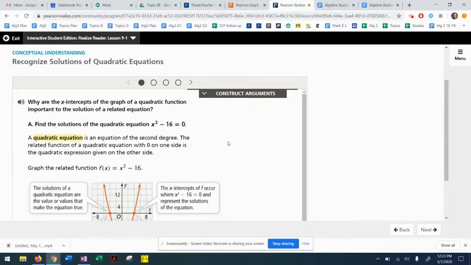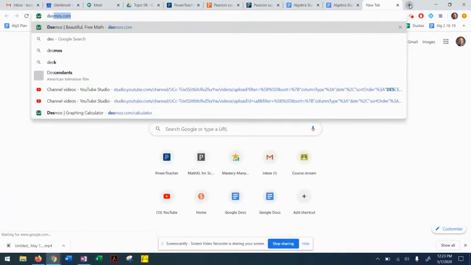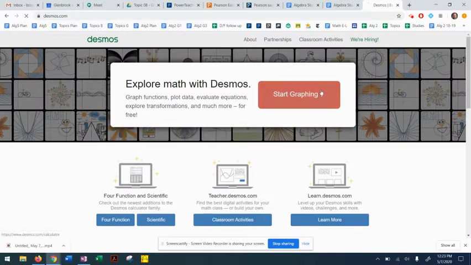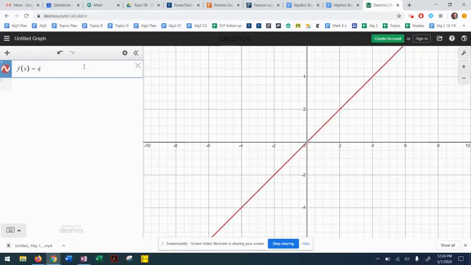We're going to graph the function, so that's x squared minus 16. And what they show is that the two solutions are where that graph crosses the x-axis. It says the x-intercepts occur here at 4 and here at -4. If we were to do that on Desmos, let's take a look at Desmos. And you could do this as well on your calculator or on your screen with Desmos.